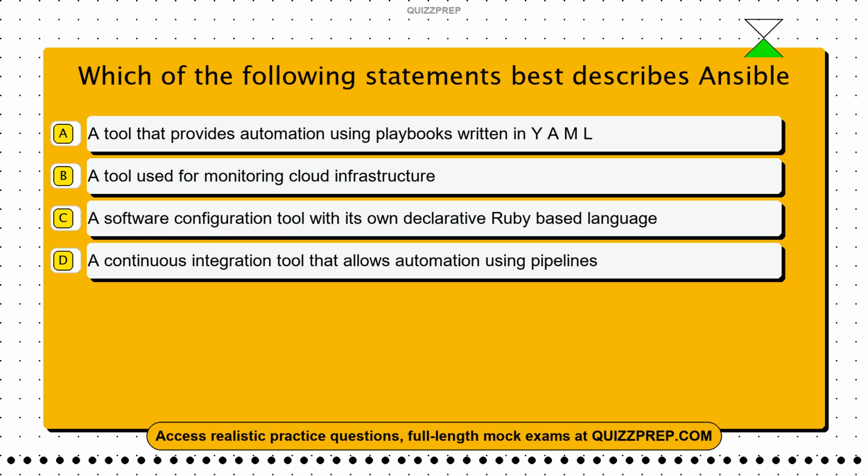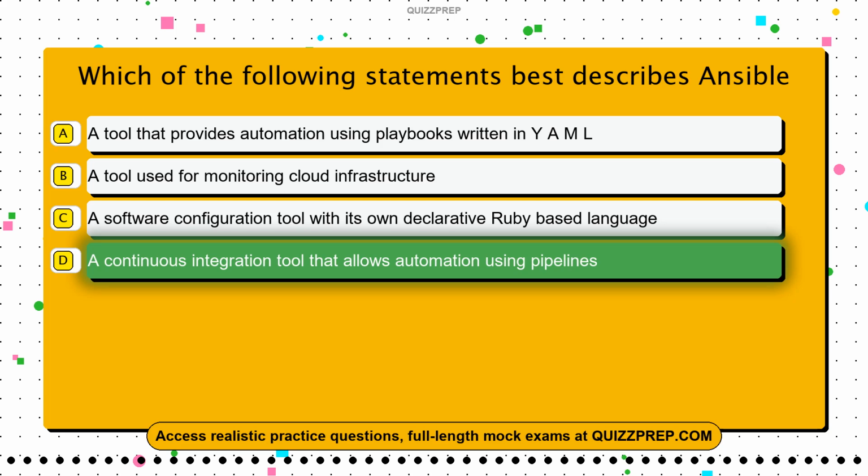Question 79. Which of the following statements best describes Ansible? Option A, a tool that provides automation using playbooks written in YAML. Option B, a tool used for monitoring cloud infrastructure. Option C, a software configuration tool with its own declarative Ruby-based language. Option D, a continuous integration tool that allows automation using pipelines.